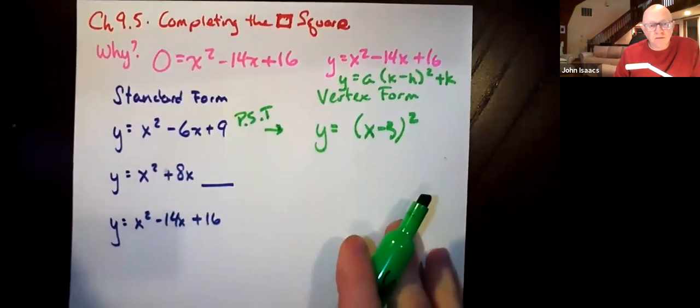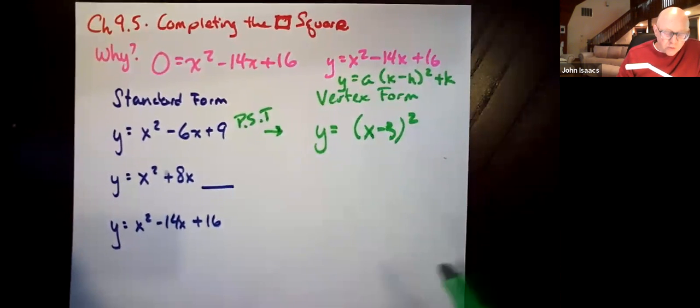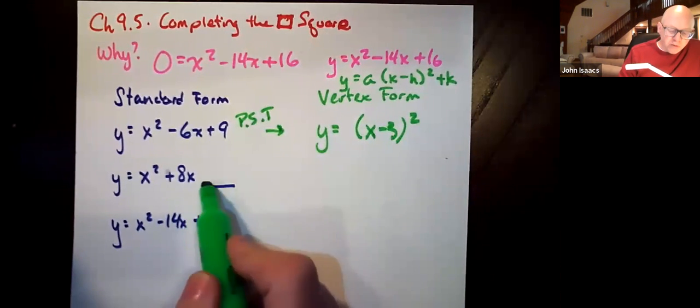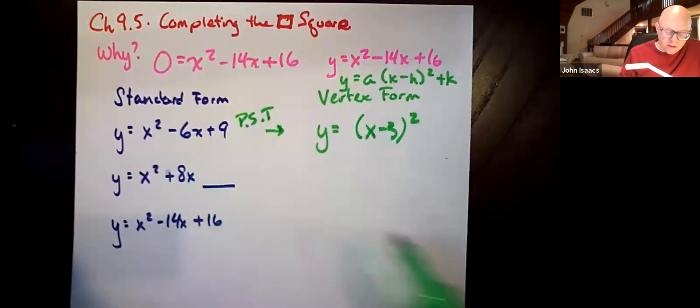So in the second problem, could we create a perfect square trinomial? Like, what would we really want this number to be? Let's see.